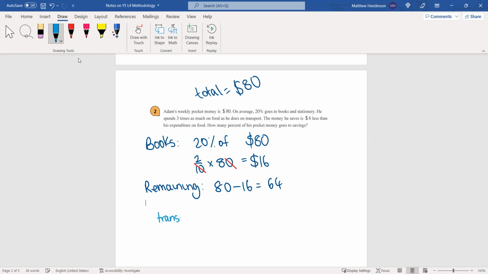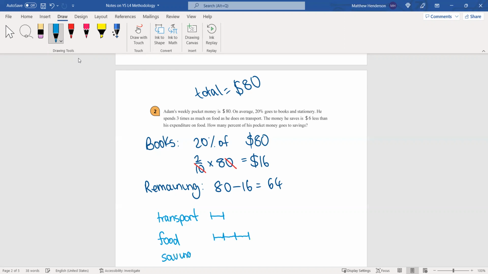So if we use transport as our base, I'm going to use a line segment to represent the amount of money he spent here. You may use X as well if you prefer algebra. So we can describe the amount of money he spent on food using 3 line segments. We don't know what these line segments represent, but we do know that he spends 3 times as much money on food as transport. And then finally, he saves $6 less than his expenditure on food.